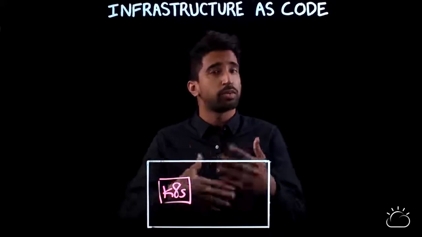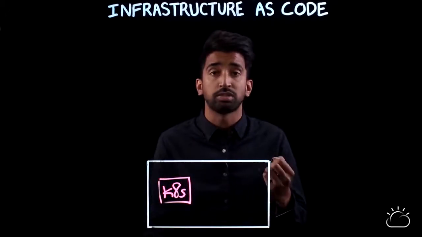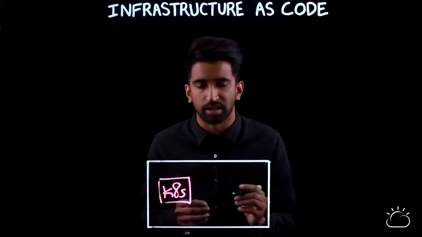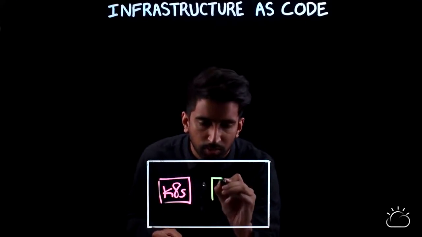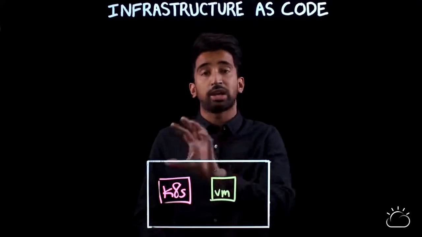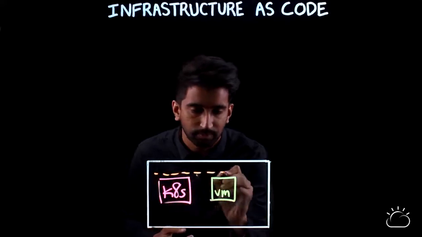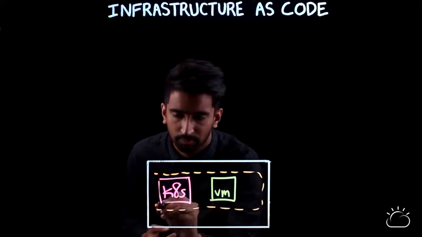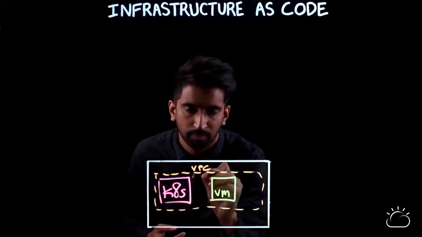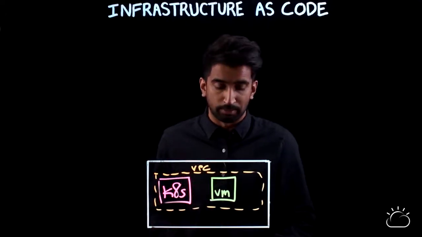Next, let's say that after a week of development, we've decided to bring in a VM that hosts a legacy application that we haven't modernized just yet. So we'll bring on a VM, and now to actually connect up those dots, we'll need a VPC. So there we go. We have a basic infrastructure in place.